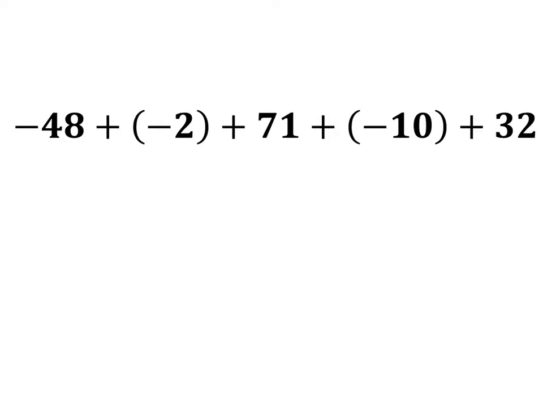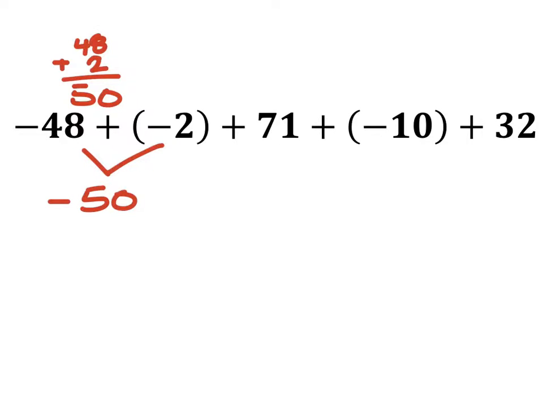So on this first example, I'm simply going to work from left to right. Now again, if you wanted to group all of the negatives together and all the positives and then combine them, that's fine too. It doesn't really matter which way we do it. So I'm going to work from left to right, starting with negative 48 and negative 2. Both of these have the same sign, so I know it's going to be negative, and then I would take 48 and add the 2, which is 50. So the sum of these two is negative 50.